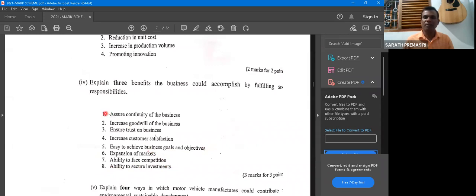Look at that. Assure continuity of business, increase goodwill of the business, ensure trust on business, increase customer satisfaction, easy to achieve business goals and objectives, and then expansion of markets, ability to face competition, ability to secure investment. Look at that. Please start answering that question, Nasri.